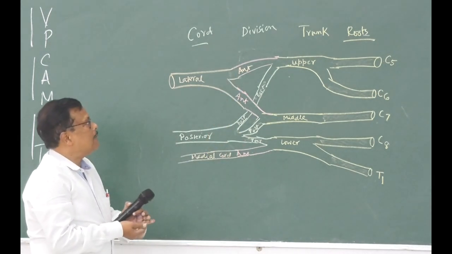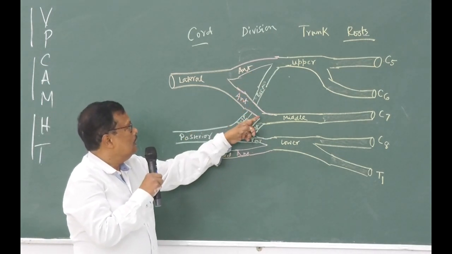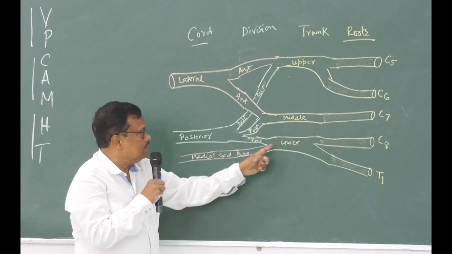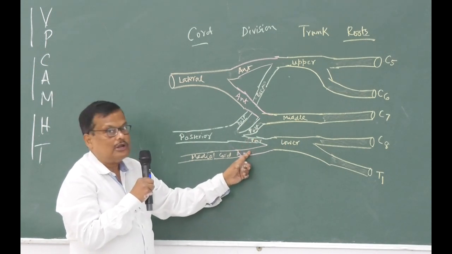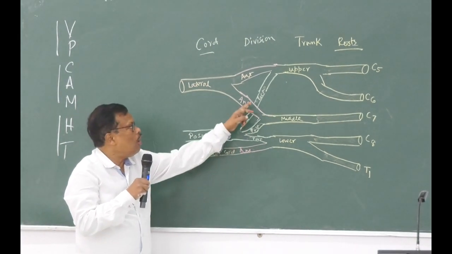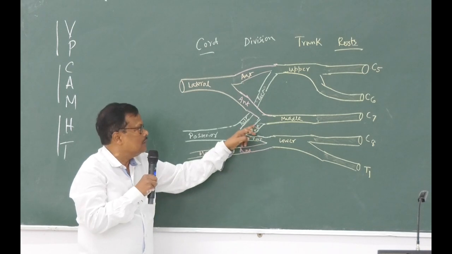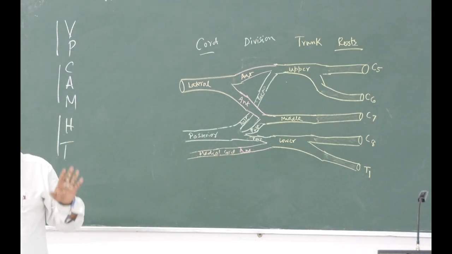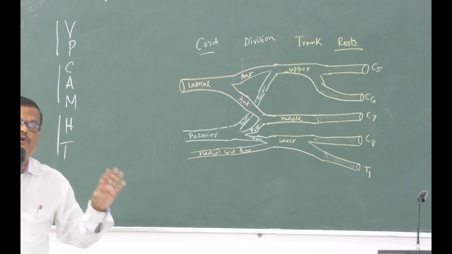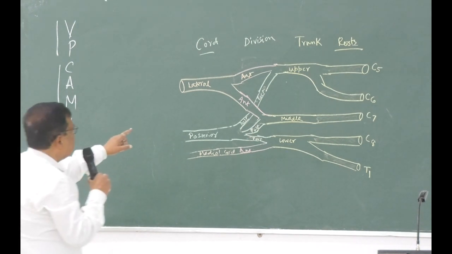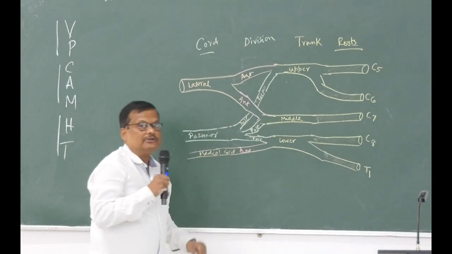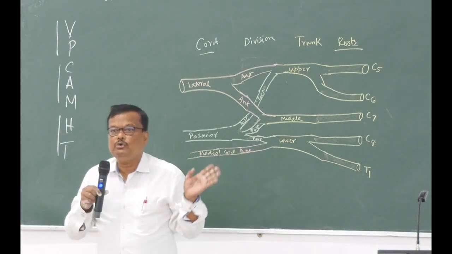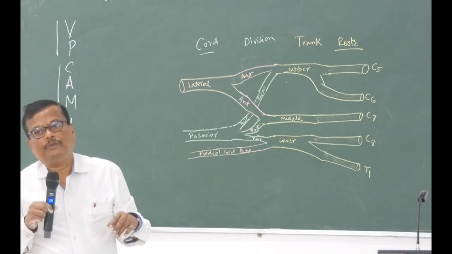So what happened? Upper trunk divides into anterior and posterior division, middle trunk divides into anterior and posterior division, lower trunk divides into anterior and posterior division. Here I specially kept the anterior lower, otherwise it would not be clear. All the posterior divisions of the upper, middle and lower trunk join to form a large trunk known as the posterior cord of the brachial plexus. Anterior divisions of the upper and middle trunk join to form the lateral cord. And the anterior division of the lower trunk continues as the medial cord of the brachial plexus.